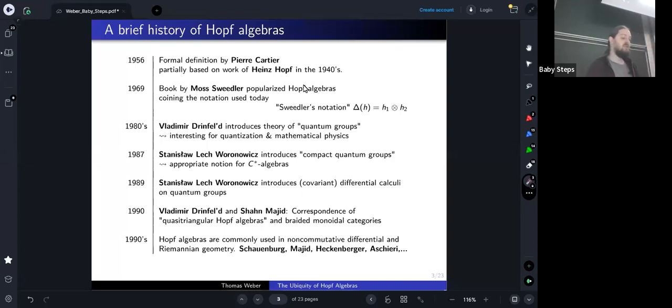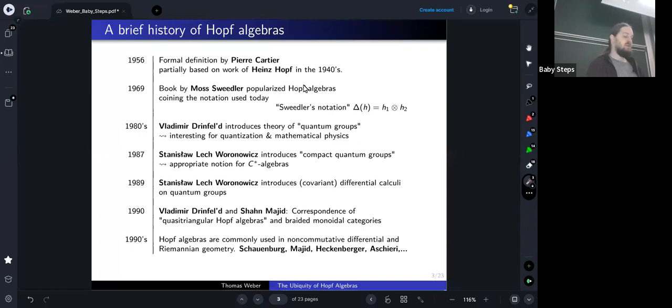Probably the first formal definition of a Hopf algebra was given by Pierre Cartier in 1956, and his work was based on earlier work by Heinz Hopf in the 1940s. So the name that was given to this object was a hyper algebra, which I think is also a very cool name. But in the end, it was the name of Heinz Hopf that was given to this Hopf algebra, for his fundamental work on the subject.